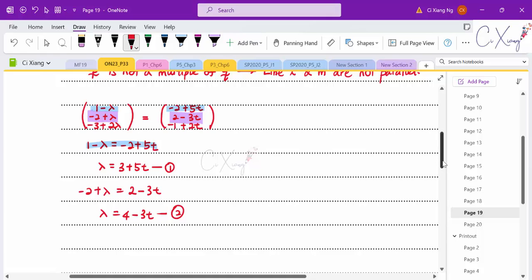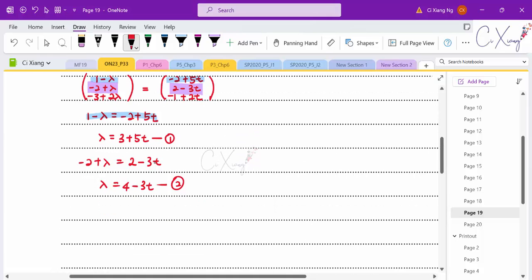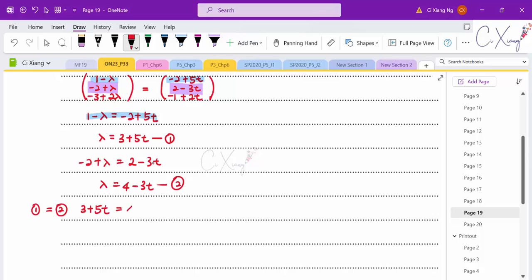Okay, then after that, I want to get the value for lambda and t. I think it's very straightforward. You need to solve them simultaneously. I will let 1 equal 2. So 3 plus 5t equals 4 minus 3t. Then 8t equals 1, right, if I'm not mistaken? Did I do any careless mistake here? Let me check again.